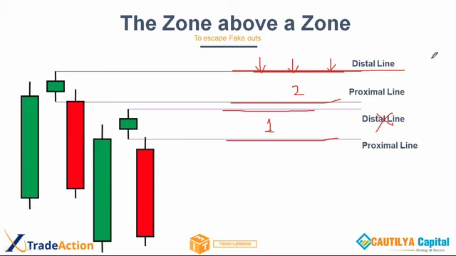If there are double zones, people take one trade in one zone. If it reacts, they are happy. If it hits the stop loss in the second zone, they will again take a second lot. And if it reacts, they are happy.